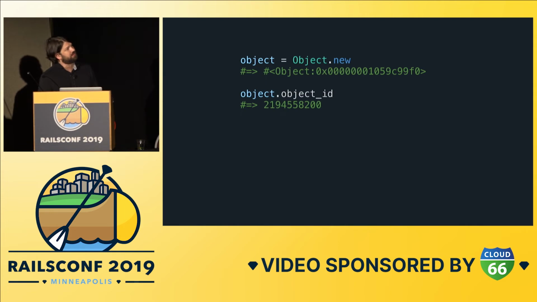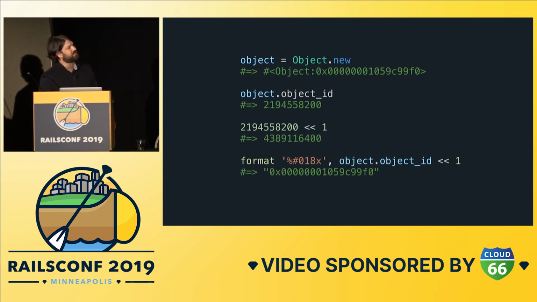It is actually a relation to the object ID of the class. So in this case, we have about 2.1 billion. If we left shift a bit, you'll notice that's the same operation as multiplying it by 2. We get 4.3 billion, roughly. So that hex number there is actually the hex representation of 4.3 billion, and it's the memory location of this object in Ruby.